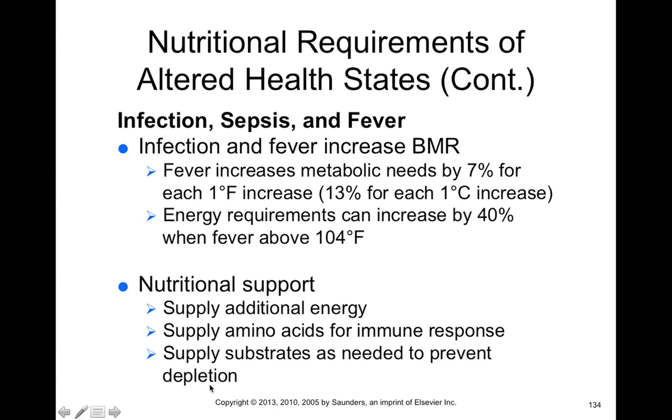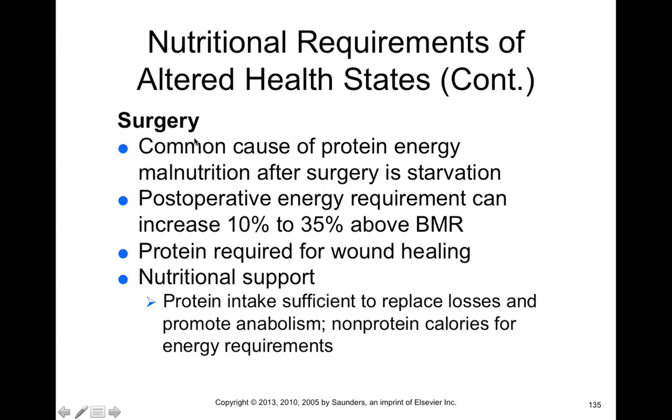So it could be amino acids, lipids, or carbohydrates. Now, surgery can also lead to increased energy requirements. One of the most important nutrients post-op is protein. Because your tissues have a lot of extracellular protein, in order to increase healing time, an individual is going to need a lot more protein to support that healing.